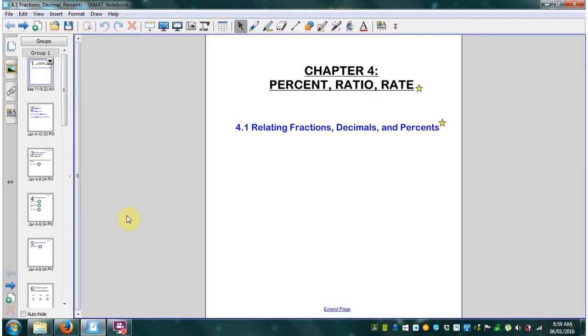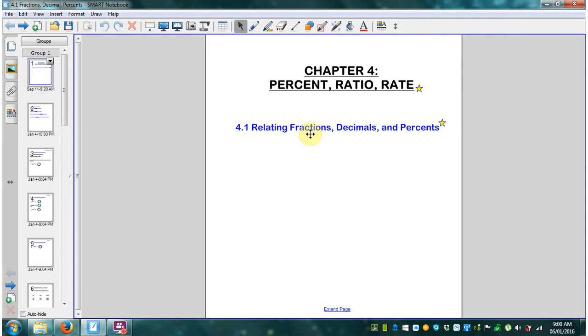Hello guys, today we'll be starting a brand new chapter, chapter 4, and chapter 4 is about percent, ratios, and rate. Okay, so I want you to make sure you write down chapter 4 in your notebooks to show that we're starting a brand new chapter. And today we'll be looking at 4.1, the first lesson, relating fractions, decimals, and percents. So make sure you write down these titles to keep your notes nice and neat.